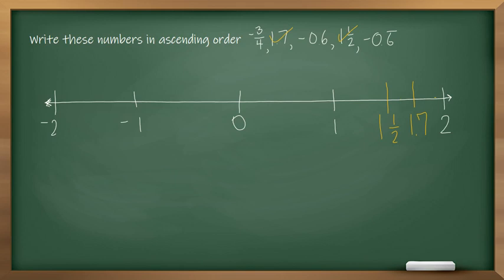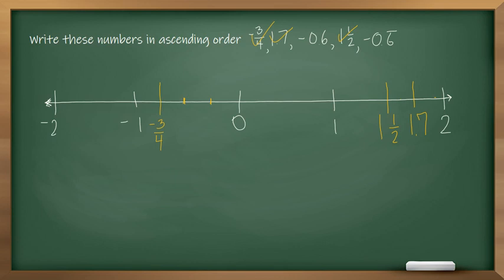Next, I'm going to look at the other ones I've got. They're all negatives. So I think I might start with negative 3/4. That would be between 0 and negative 1. And so I'm visualizing splitting it into 4 pieces and going to the third one there. So I've got that placed.